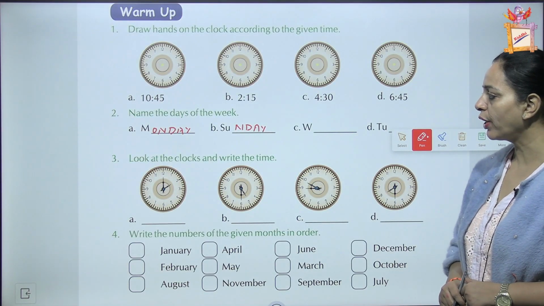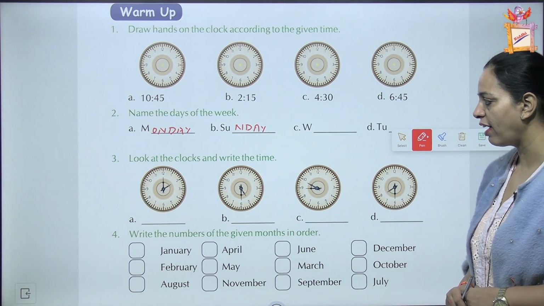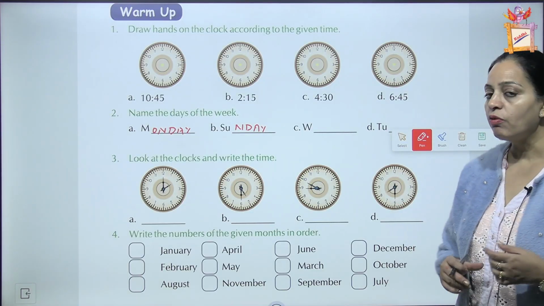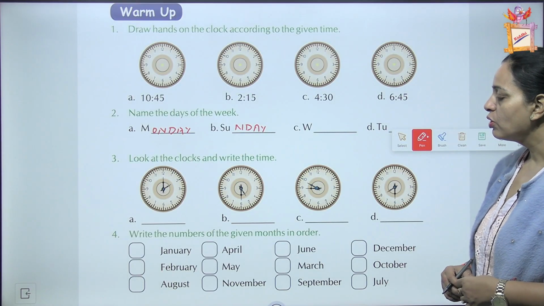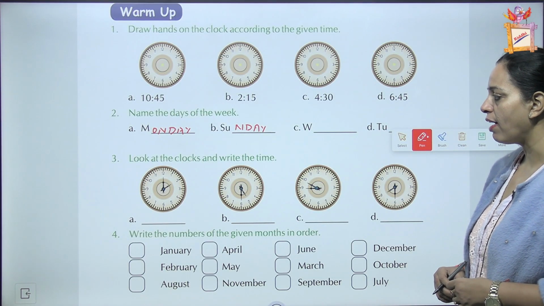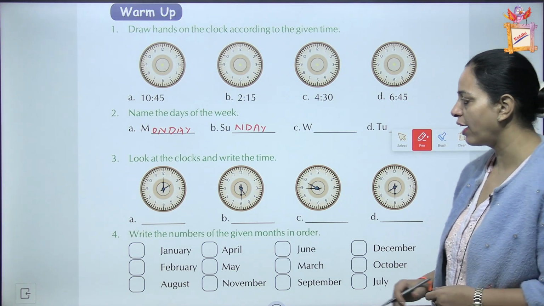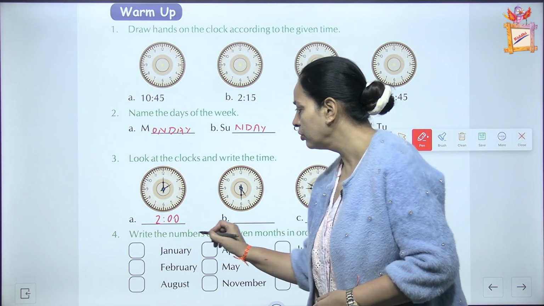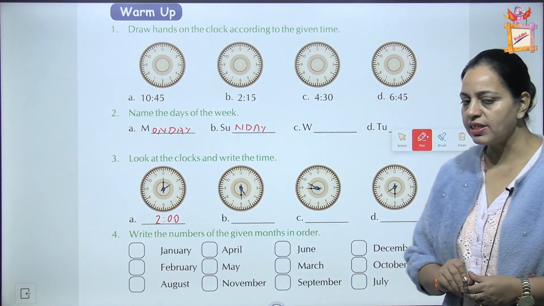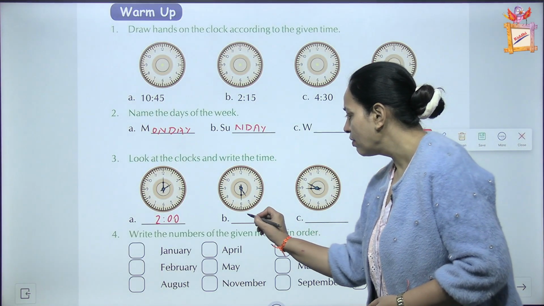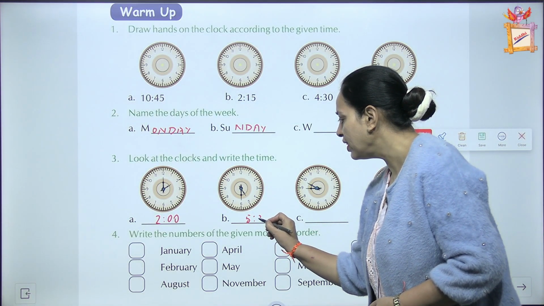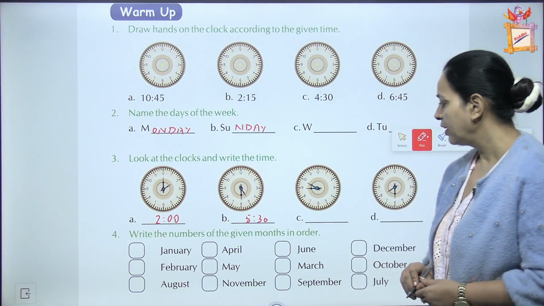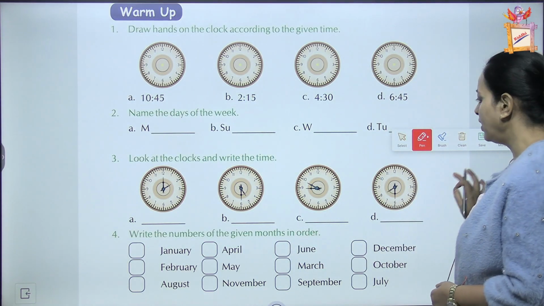Now the third one: look at the clocks and write the time. So now we have clocks, and we have to write the time. Here, A part, what is the time? Time is 2 o'clock. B part, what is the time? This is 5:30. Okay, similarly you can try these ones.